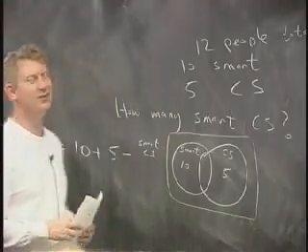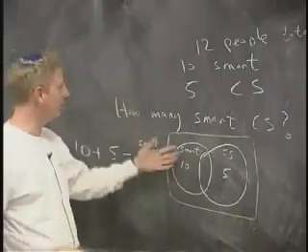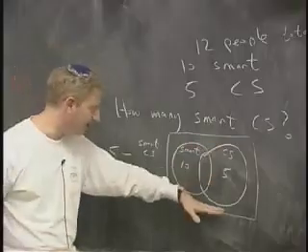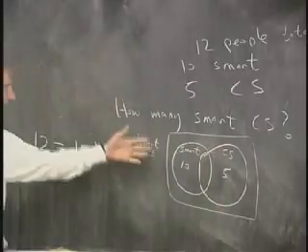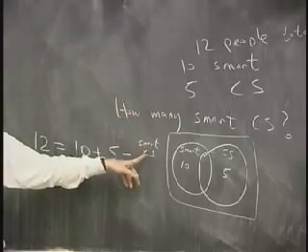Oh, but I'm trying to tell you that there's none. I'm trying to imply that there are 12 people total that are just here. There's nobody outside of this. You know that 10 of them are smart, 5 of them are computer scientists. Then this guy has to be 3.